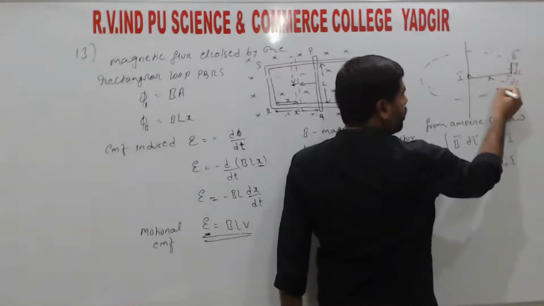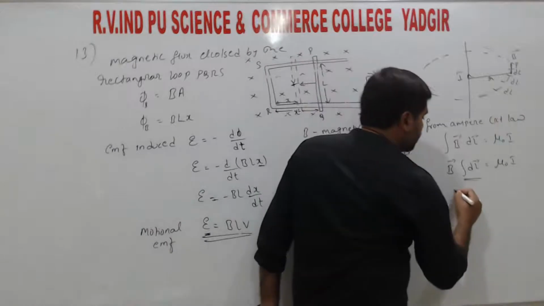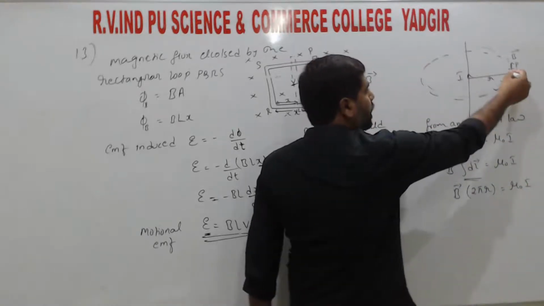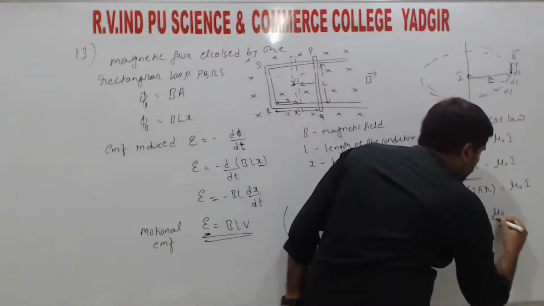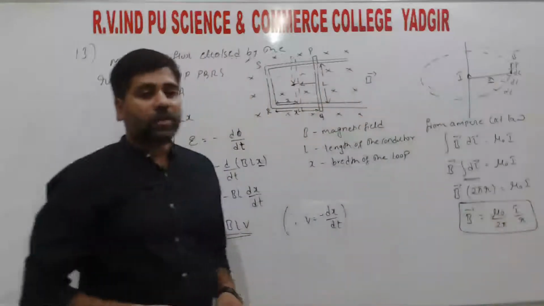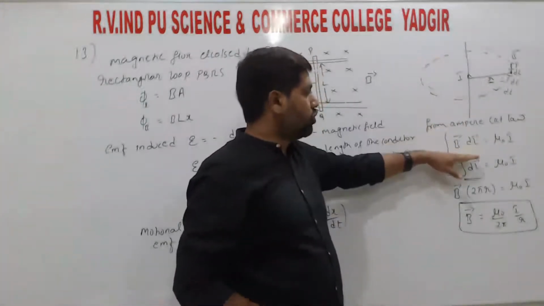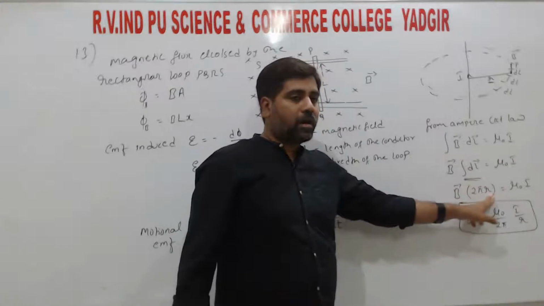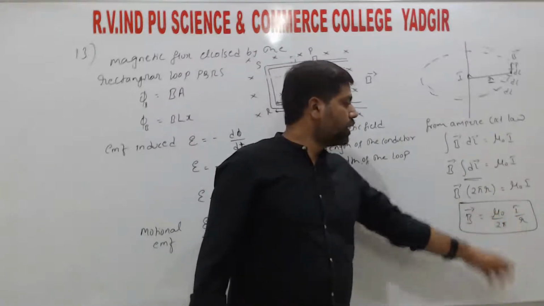If we keep adding the small dl elements, we get a circular path, and the circular path length is the circumference. So B into 2 pi r equals mu naught I. We are going to find the magnetic field at any point P at a distance r, so the magnetic field B equals mu naught I divided by 2 pi r. This is the magnetic field of a straight conductor carrying current. Statement, diagram, and the mathematical form of Ampere's circuital law: we just need to substitute the integral of dl value as 2 pi r, and from that we find the magnetic field B, so B equals mu naught by 2 pi times I by r.